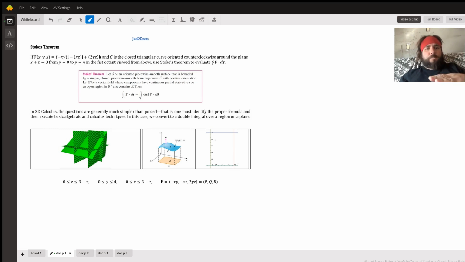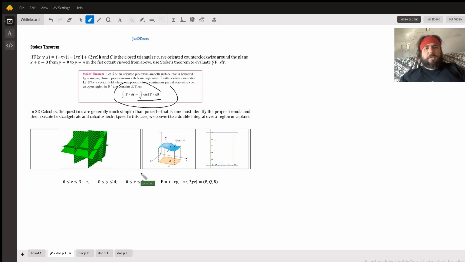So read the question. It says to use Stokes' theorem. That's the first hint. So you're probably going to go find Stokes' theorem, right? So here's Stokes' theorem. But this theorem right here is not necessarily going to work for us. It could, but it may be difficult. I won't go into that. Again, they only give you like 5 minutes on here.